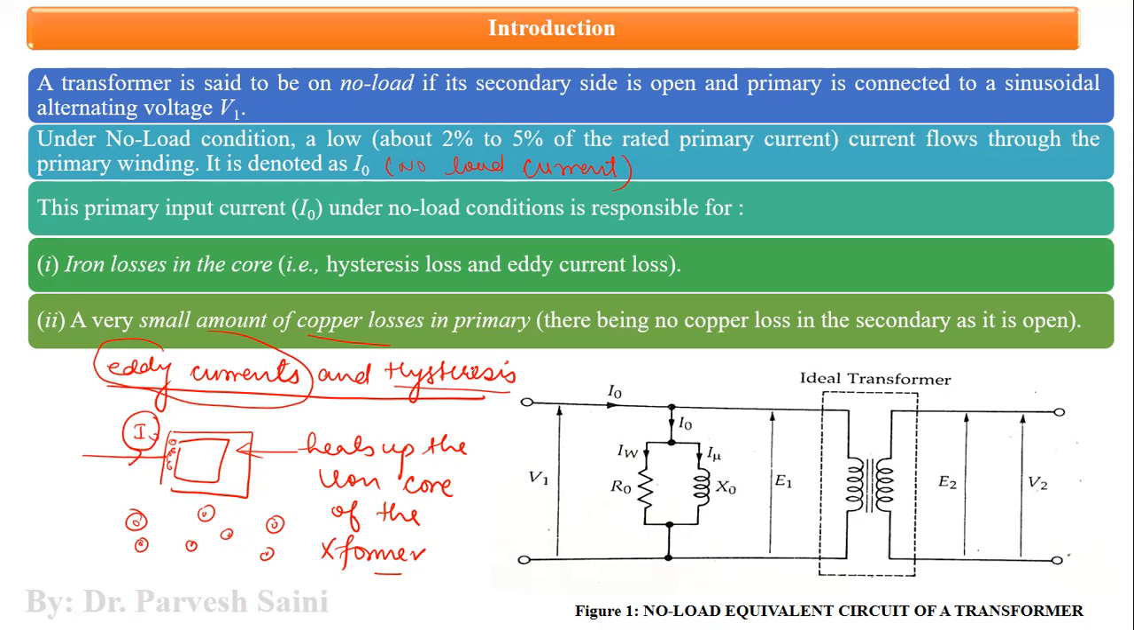And these two losses appear as the heating effect in the core, and that is why we represent this as a resistance, because it represents the I square R loss in the core. And also because this I naught is flowing in the primary winding, it will produce a minimum copper loss in the primary winding, and copper loss is nothing but the I square R loss of the transformer, right?